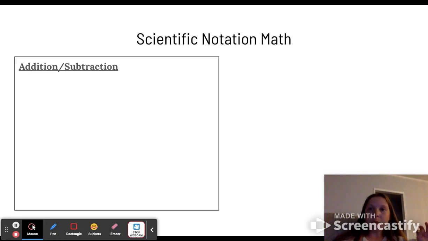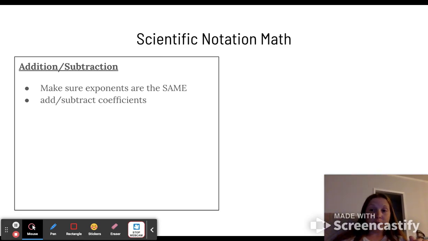But if for some reason you want to try to do some of this by hand, just to make sure you can. For addition and subtraction, the first thing you have to do is make sure that all your exponents are the same value. If they're not the same, you can't do the math for addition and subtraction. And then once your exponents are the same, you just add or subtract your coefficients, and that makes your math a lot easier.